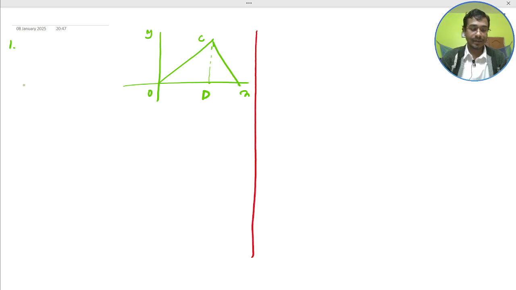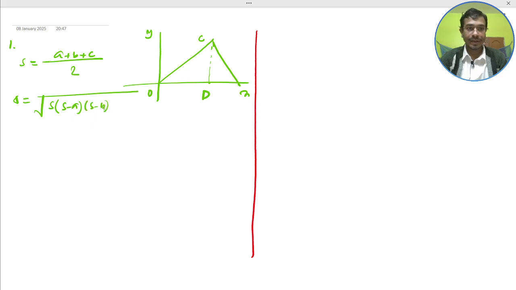So the semi-perimeter s is equal to (a + b + c) divided by 2. This is s, and the area Δ, we have known, equals the square root of s(s - a)(s - b)(s - c). And Δ is also half bc sin A, that is equal to half ca sin B and half ab sin C.